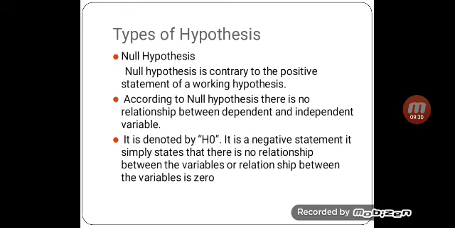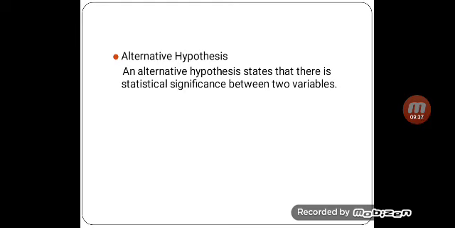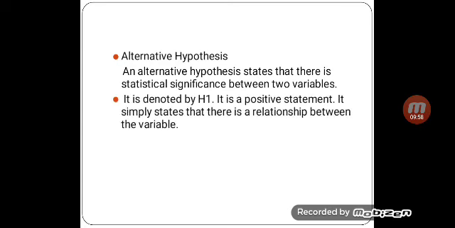The alternative hypothesis is a positive statement. An alternative hypothesis states that there is statistical significance between two variables. As I told you, there are two types of variable: independent variable and dependent variable. If there is a relationship between the independent variable and dependent variable, then it comes under the alternative hypothesis. It is denoted by H1. It is a positive statement.